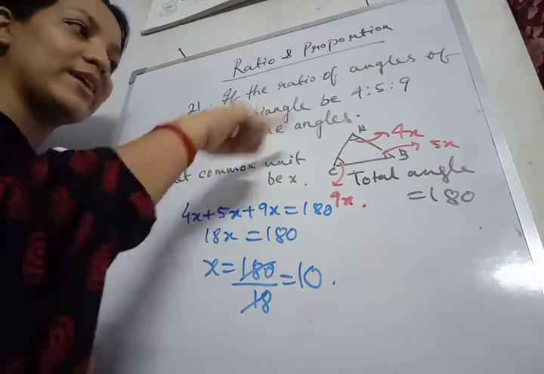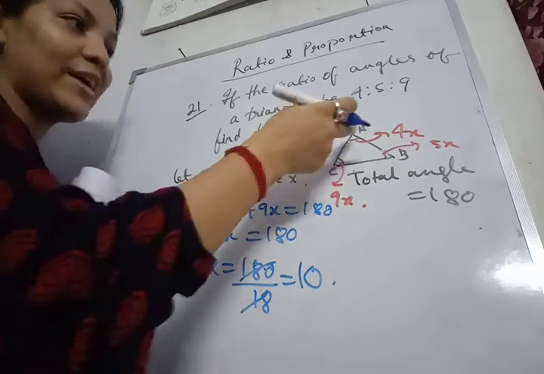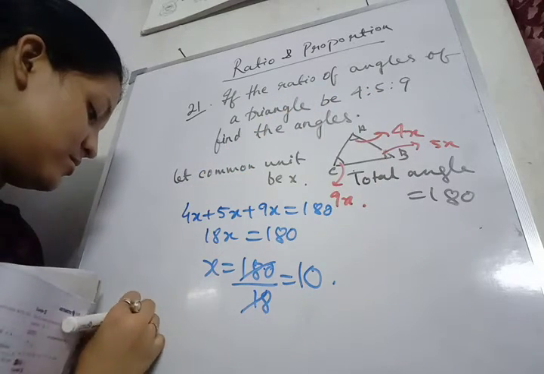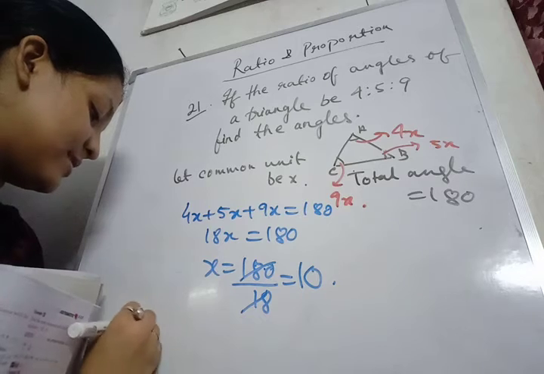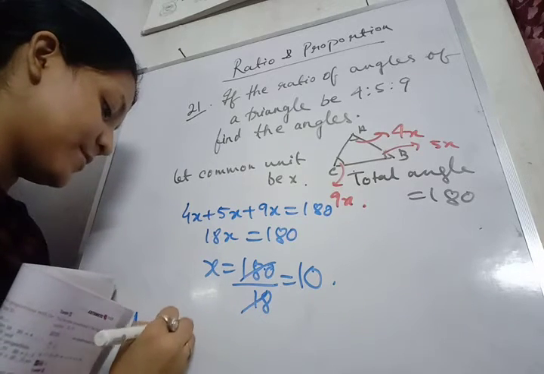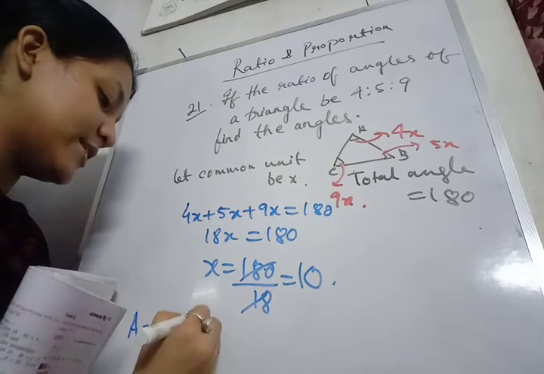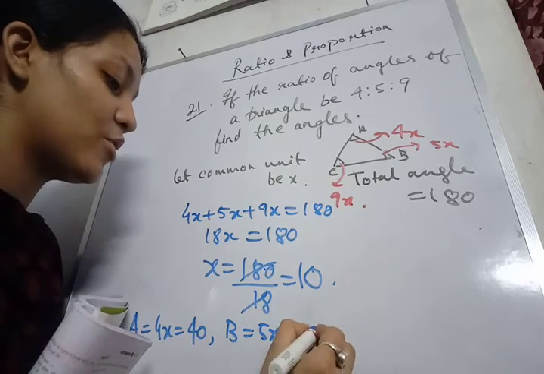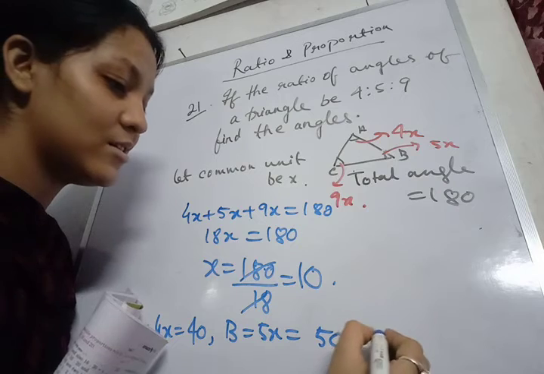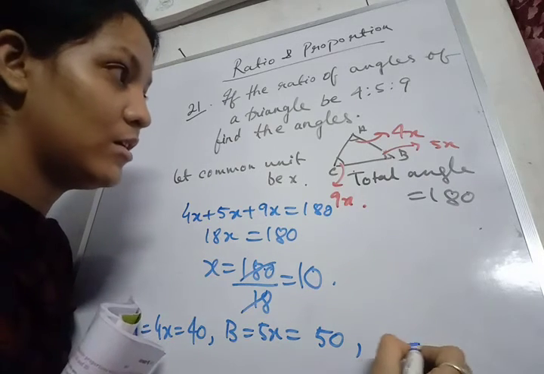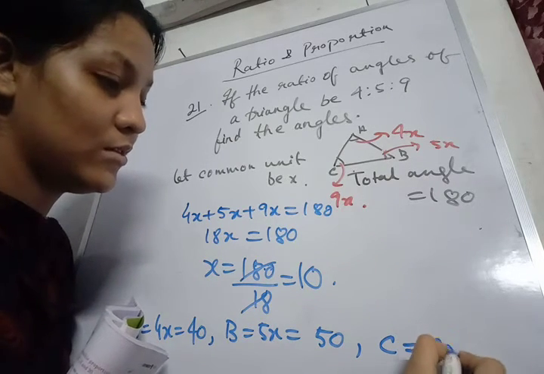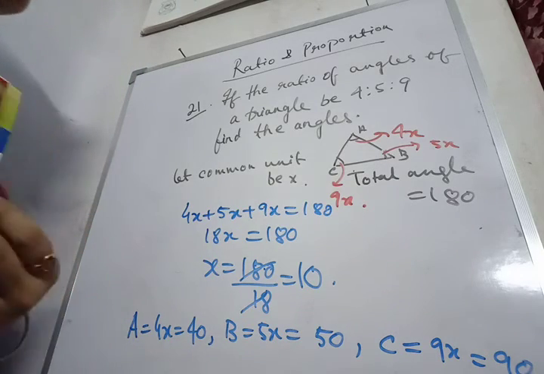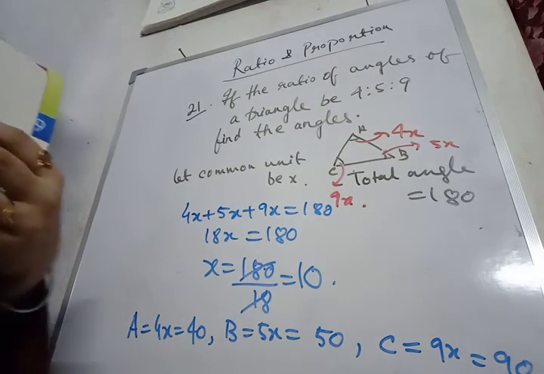Now we have to find out the individual angles. A equals your 4x. 4x means 4 into 10, that is 40. B is your 5x, so 5 into 10 is your 50. And C is your 9x, so 9 into 10 is your 90. So these are the angles of the triangle: 40, 50 and 90 degrees.